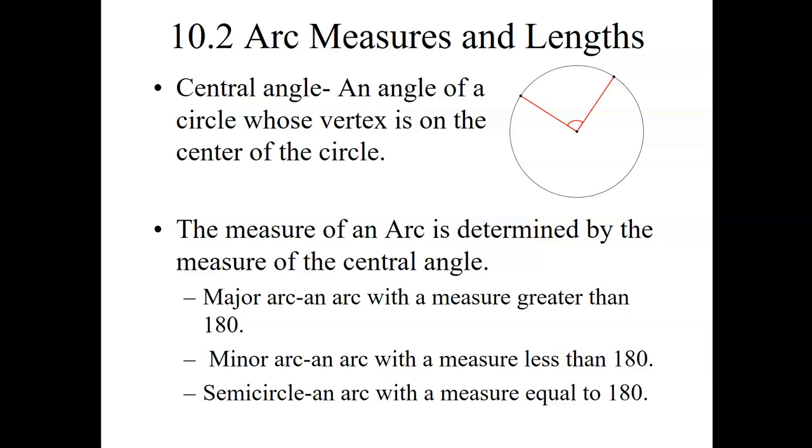We've talked about various types of angles formed by various types of lines and segments in a circle, but it's only a central angle where the vertex is on the center point. It must be on the center point. Then the measure of the angle and the measure of the arc are the same. The other things we talked about were major arc, minor arc, and semicircle. Major arcs are bigger than 180, minor arcs are smaller than 180, and a semicircle is an arc with exactly 180.